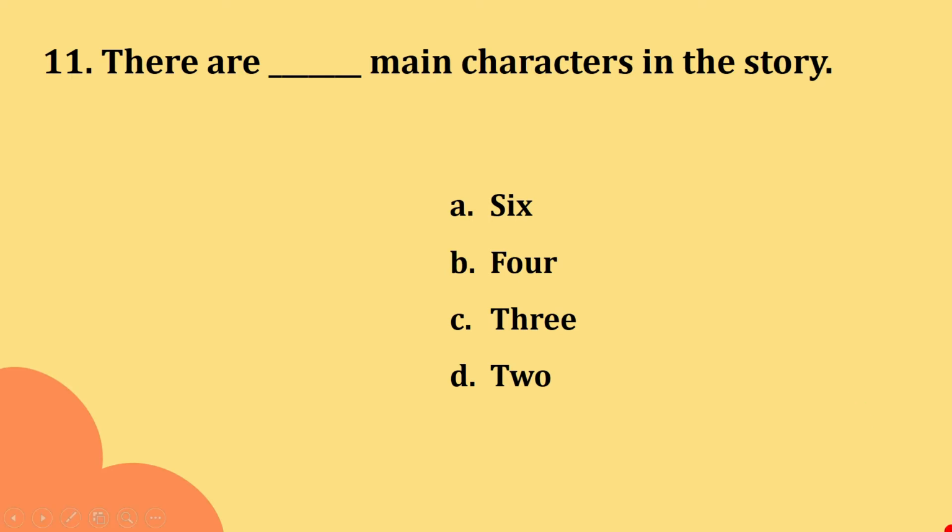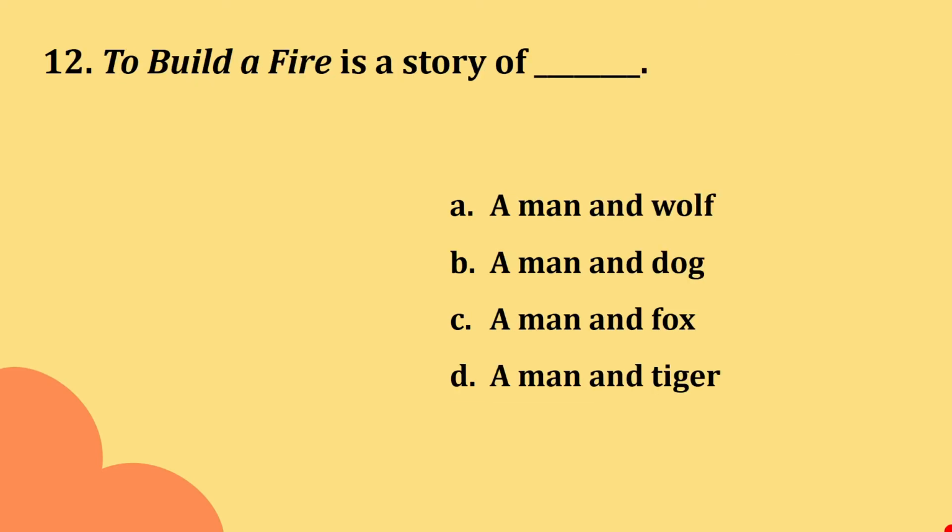Number 11, there are dash main characters in the story. How many characters are there? A, 6, B, 4, C, 3, and D, 2. And the correct option is D. There are only two main characters in the story, the man and the dog.